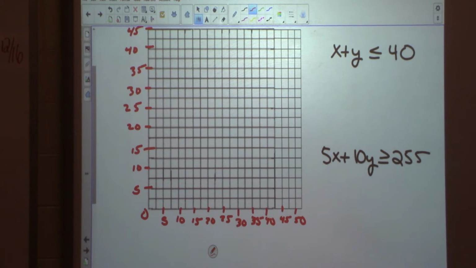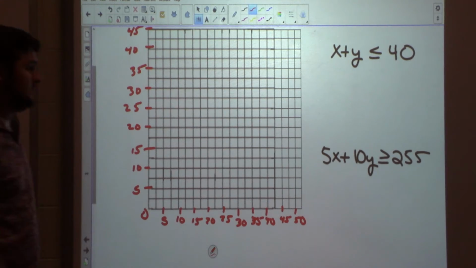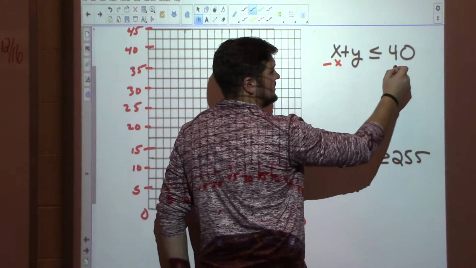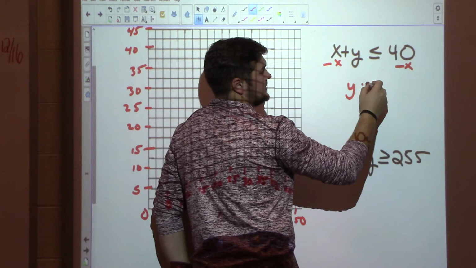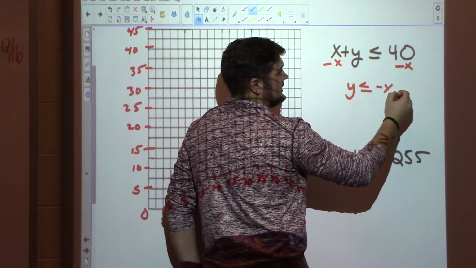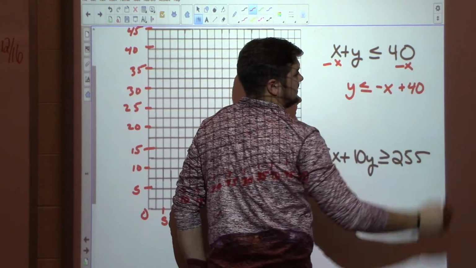Now what I'm going to do is I need to graph my two lines. You can either do the cover-up method for each one, or you can solve each one for y. You want to solve for y? That's fine, we can do that. So I'm going to subtract x here. Y is less than or equal to negative x plus 40.